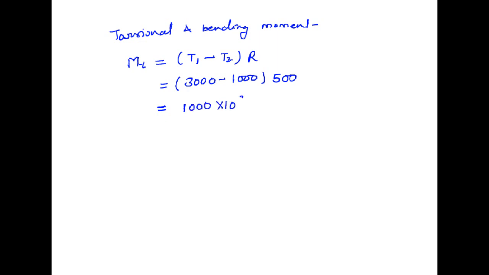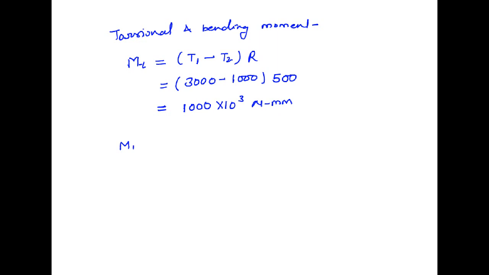So first we will find out the torsional moment MT. The formula for this is T1 minus T2 into R, where R is the radius of the pulley. Here we have 3 kilonewton minus 1 kilonewton, converting it into Newton, and the value of R is 500 as per given data. So after calculation, this will be 1000 into 10 to the power 3 Newton mm. This is the value of torsional moment, MT.